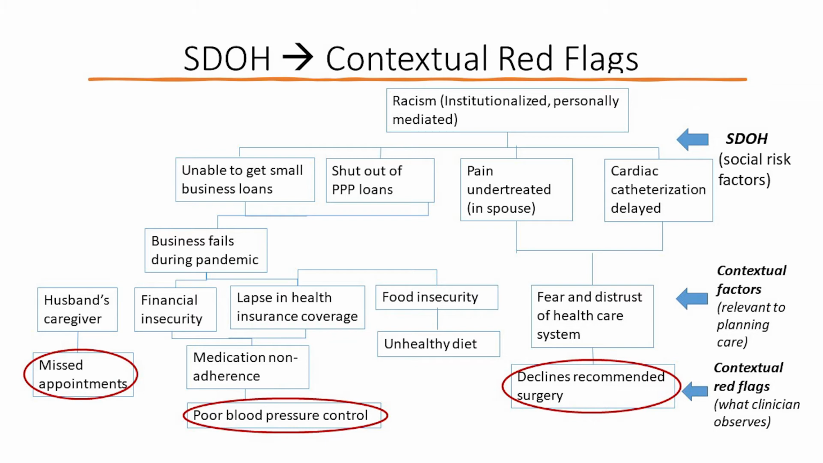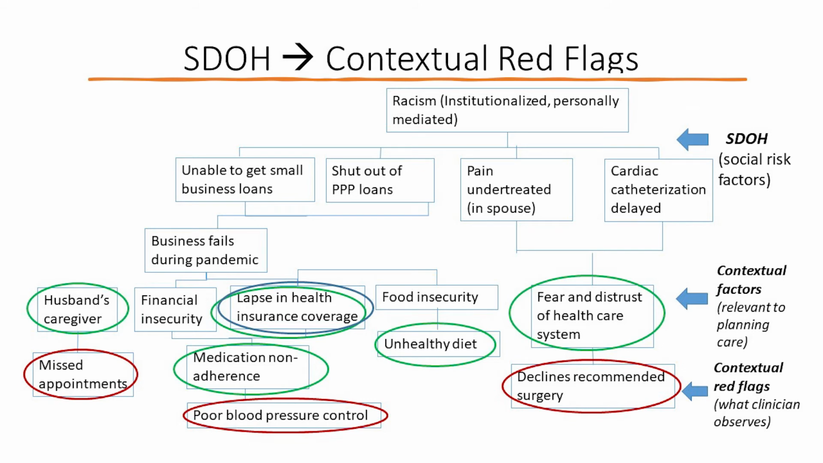However, the clinician who approaches this from a contextualization of care perspective will probe. They'll begin to ask questions, and that will take them one layer up at least to identify the contextual factors which will be relevant to planning care. The fear and distrust, the unhealthy diet, the medication non-adherence, and so forth. The clinician can't do much about the fact that the business failed because it was subject to unfair lending practices, but they may be able to help in more specific ways by mitigating the contextual factors.